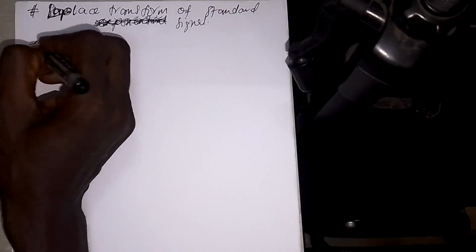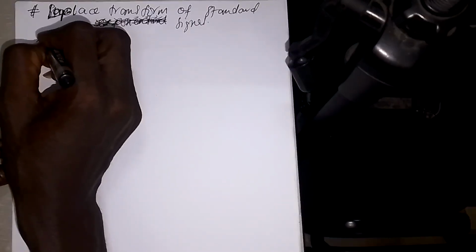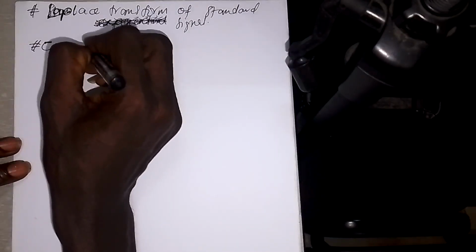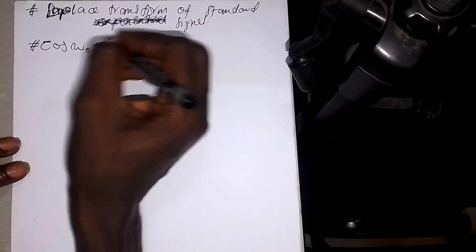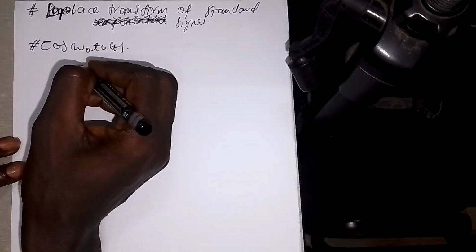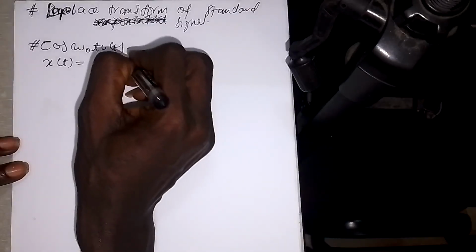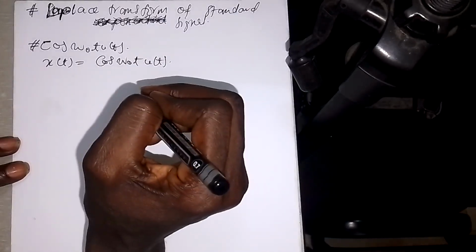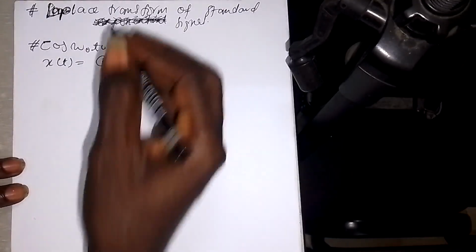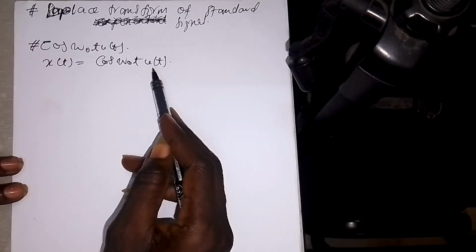Now there are also some standard trigonometric signals. Here let's consider cos omega naught t. Let's consider this particular signal times u of t, meaning the signal is starting at 0. So x of t is equal to cos omega naught t times u of t. To find this, we will have to convert it into complex exponential form.